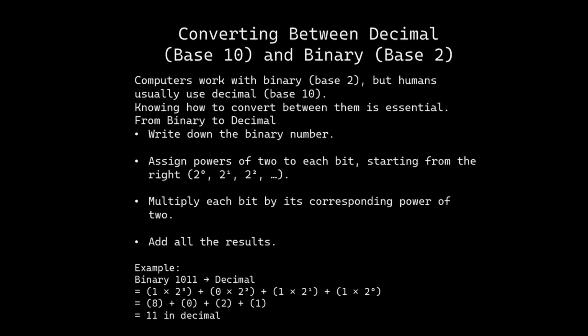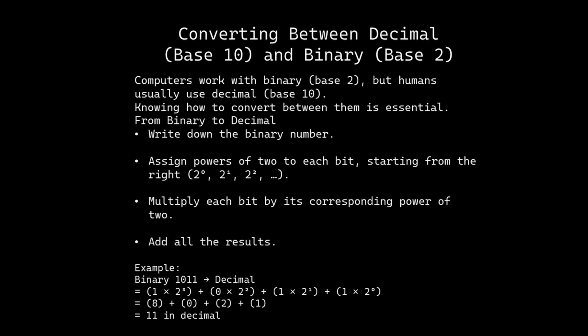From binary to decimal, write down the binary number and assign powers of 2 to each bit, starting from the right: 2 to the power of 0, 2 to the power of 1, and so forth. Then multiply each bit by its corresponding power of 2, and then we add the results. So, here is an example.